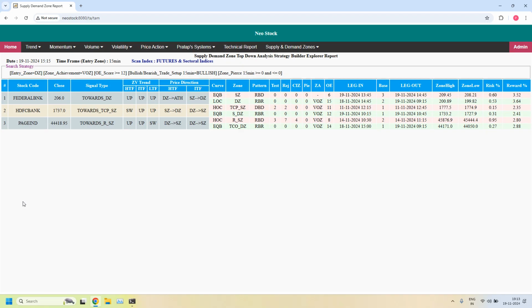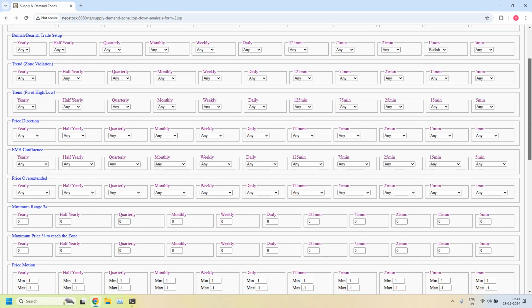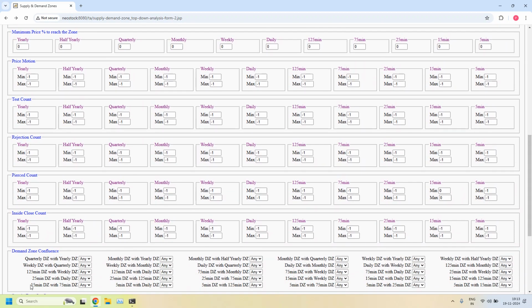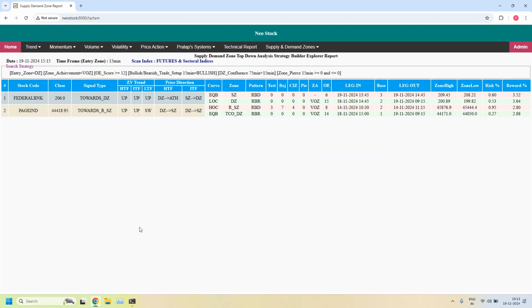First, let us filter based on LTF and ITF demand zone confluence. That is 15 minutes demand zone with 75 minutes demand zone confluence. I am enabling that filter. With this filter, out of the 3 stocks, 2 stocks are having ITF confluence. That means the 15 minutes demand zone is part of the 75 minutes demand zone. 75 minutes trend is uptrend.